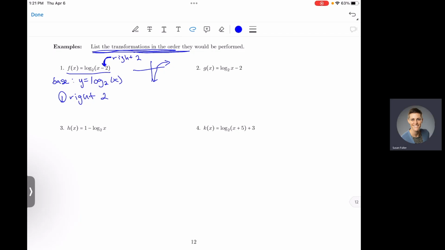All right, number 2. g of x equals log base 2 of x minus 2. Okay, again, our base function, if we got rid of anything that makes a transformation, we would be left with y equals log base 2 of x, which is this increasing logarithmic function here. And the transformation that we have here comes from this minus 2 outside, and that is going to shift us down 2 units. That's the only transformation, so that's the only thing we have to do.